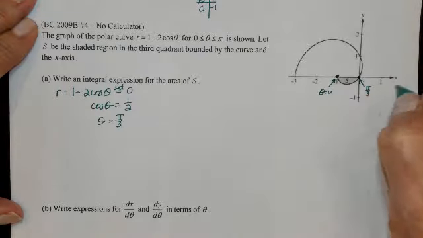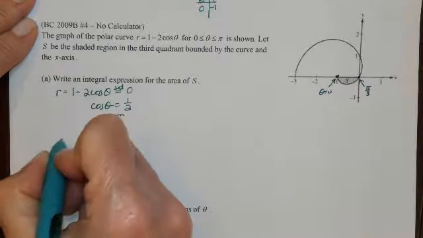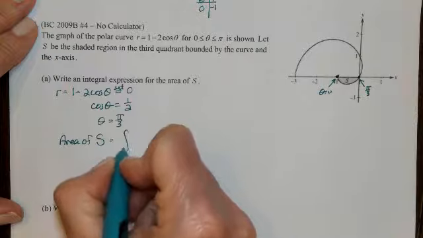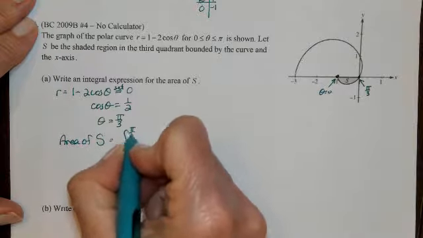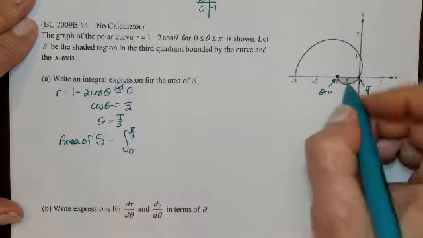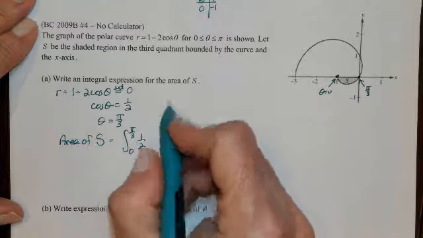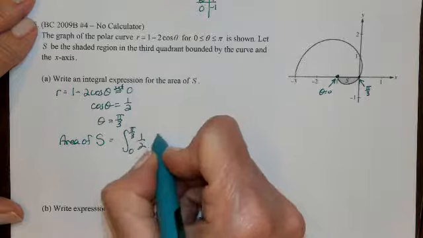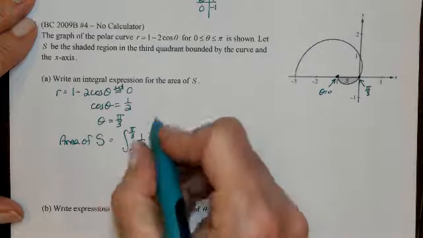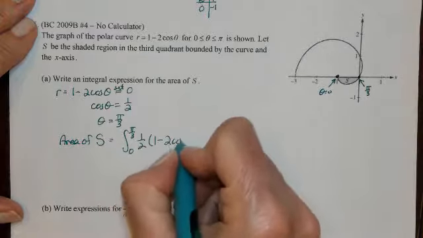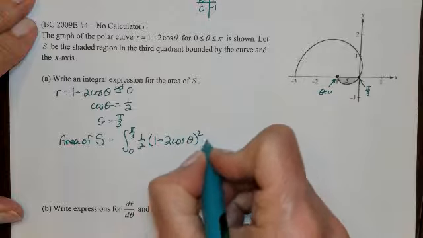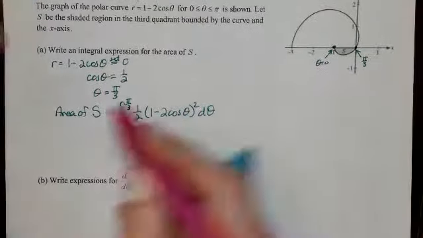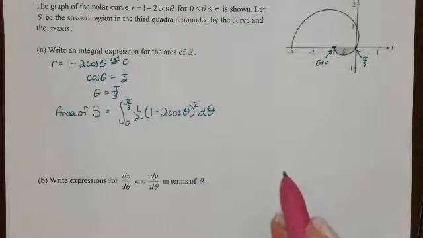Okay? So our expression for the area of S will be the integral from 0 to pi over 3 of 1/2 of r squared. Since there's only one r in this equation, you could just put r squared here, and that's fine. Or you can write out what r is, and that's fine too. They mean the exact same thing. So that would give us full credit because it just says to write the integral expression.